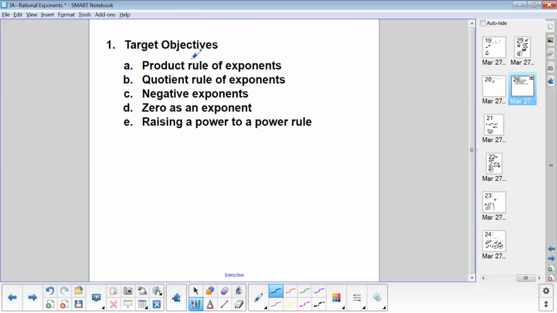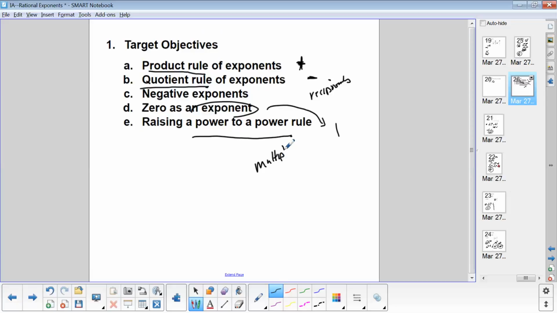So just to recap, product rule. When we had the product rule, it involved adding the exponents. Quotient rule involved subtracting the exponents. Negative exponent rule asked us to think about using reciprocals. And 0 as an exponent, we saw that became 1. And then raising a power to a power is using multiplication. So we get to multiply the exponents.